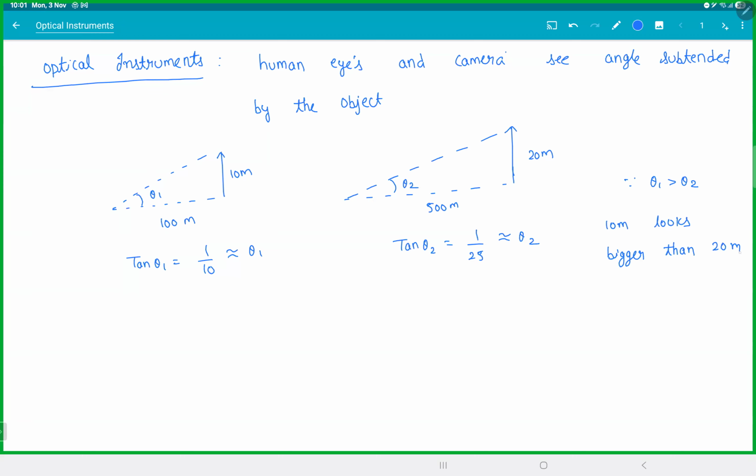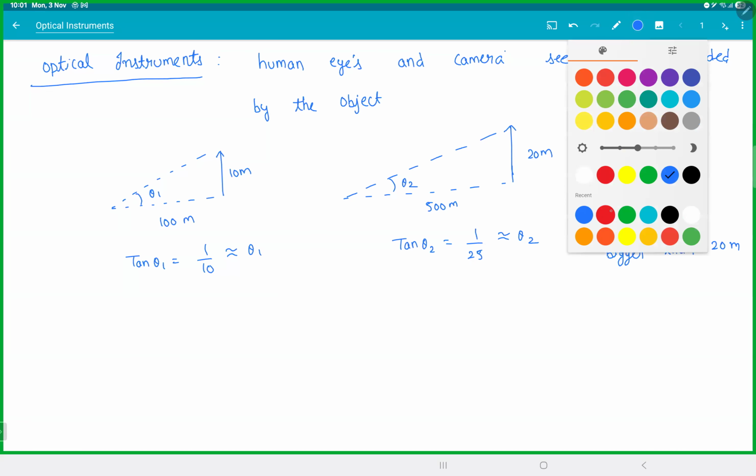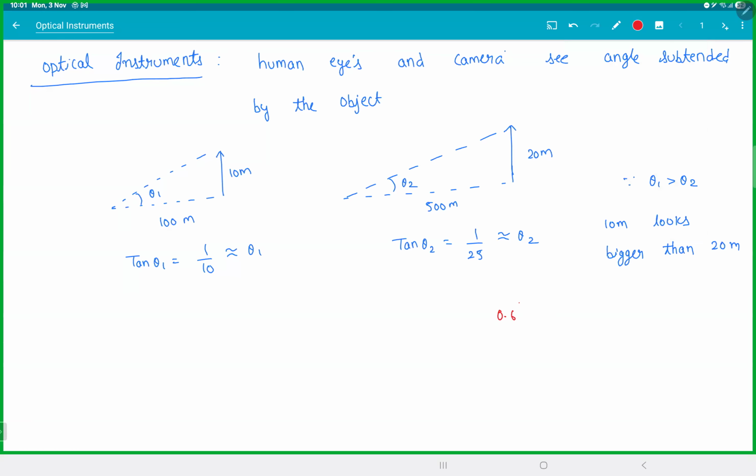There. That means if you want to see something, you want to see a big angle. You're getting it. It doesn't matter how big the object is. If the angle subtended is small, you can't see it. Now, human eyes have a sensitivity of around 0.6 minutes. 60 minutes is 1 degree. Our eyes are very, very sensitive. You can actually see an angle of 0.6 minutes. How small is that? If 2 points subtend such a small angle, you can actually differentiate that there are 2 points.